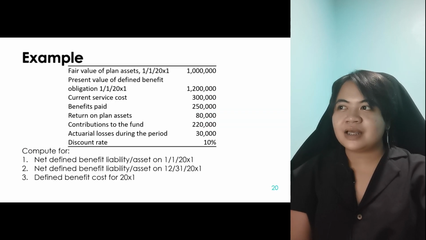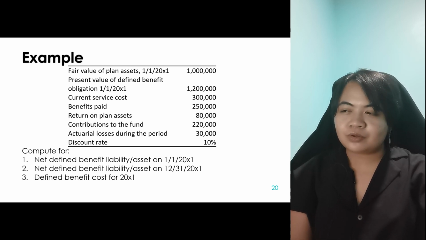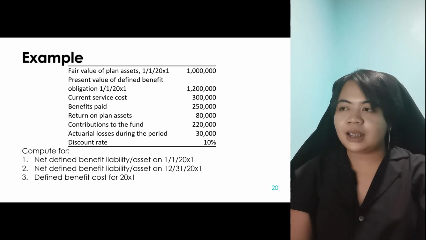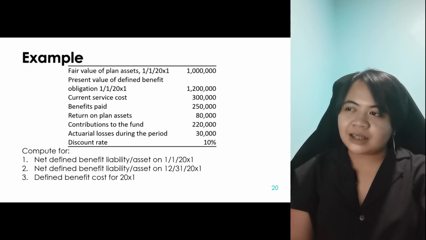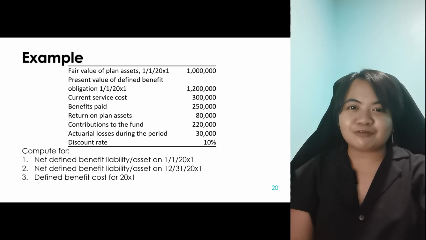So, that is the balancing figure. Okay? So, example. This one, you have fair value of plan assets, beginning balance 1 million. PVDBO, beginning balance 1.2 million. You have current service cost 300, benefits paid 250, return on plan assets 80, contributions to the fund 220, actuarial losses 30, and discount rate 10 percent. As you can see, the ending balance is not computed. So, first compute the net defined benefit liability or asset for the beginning and for the end. The beginning is easy because you have beginning balances. But for the ending, you have no balance, so you have to compute that before you compute number 2. And then number 3 is the long formula.